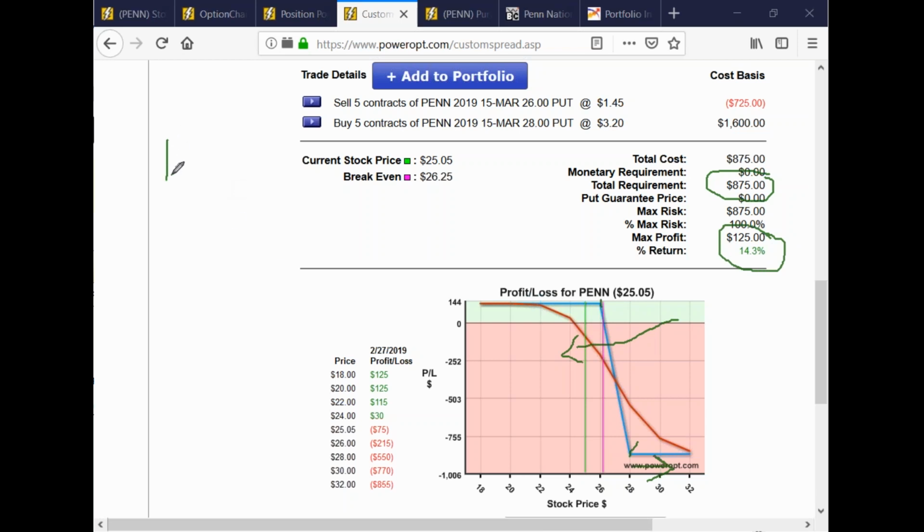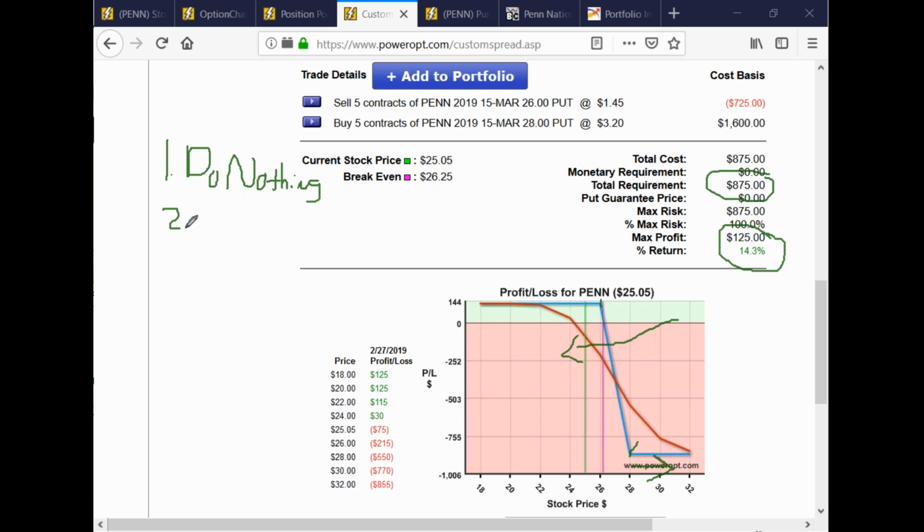So let me write it down again. Number 1, do nothing. You risk the assignment, and that's what you told me you wanted to avoid. So this is almost another reason why I didn't want to talk about this. It's almost like saying plan on getting assigned and converting it to a covered call. But in your question, you'd mentioned you wanted to avoid assignment. Okay, so right now we wouldn't do nothing.